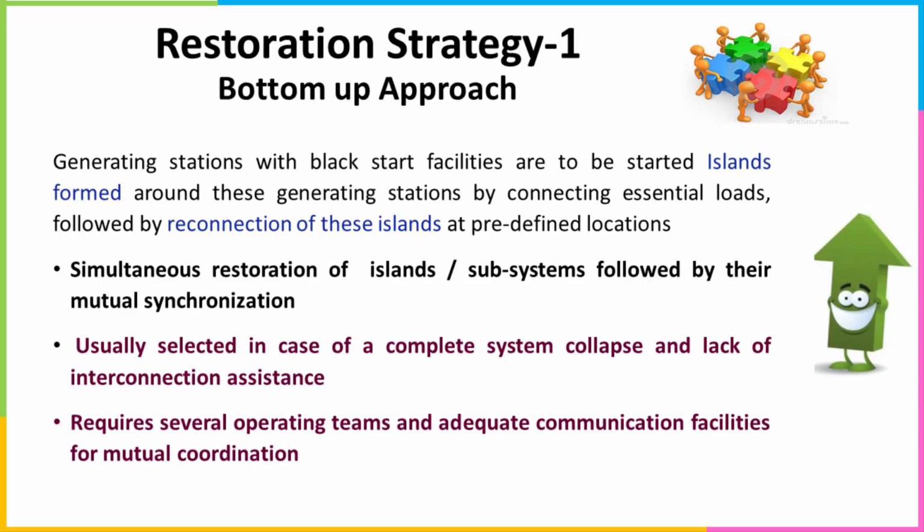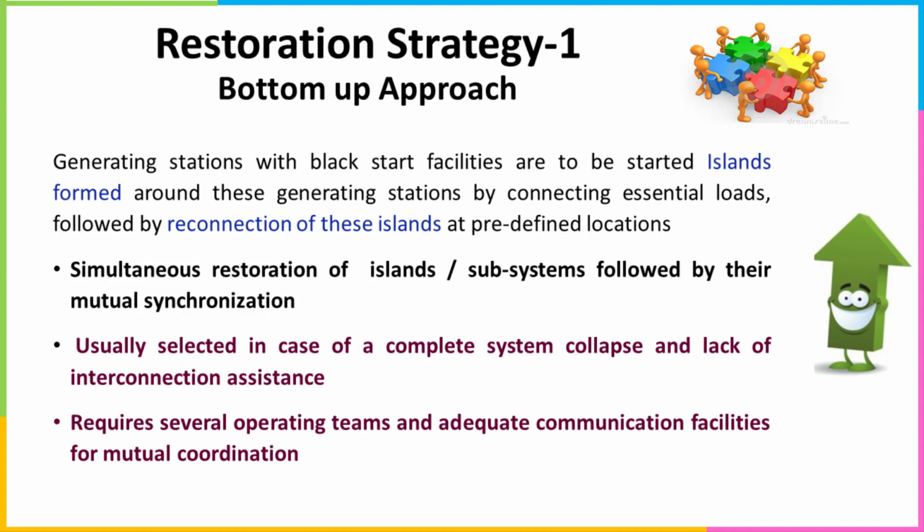There are different kinds of approaches. First is the bottom up approach. So what is the bottom up approach? In bottom up, you don't have any supply from the neighboring system. The complete system has gone down, and even if there is a supply available in the neighboring system, there is a long path which cannot be availed at this moment. So we don't have any external support.